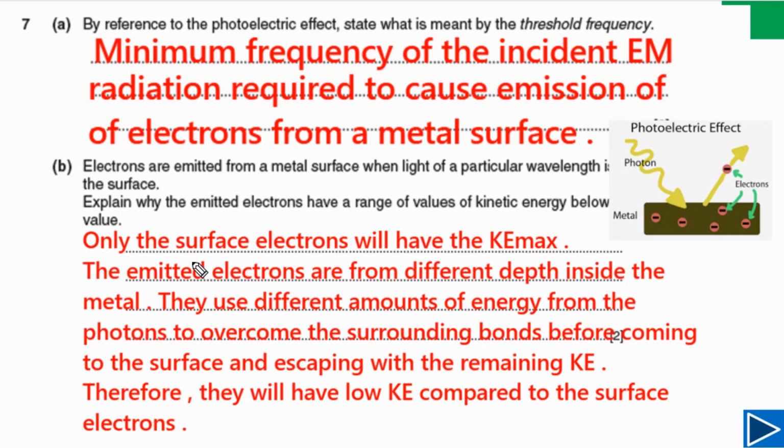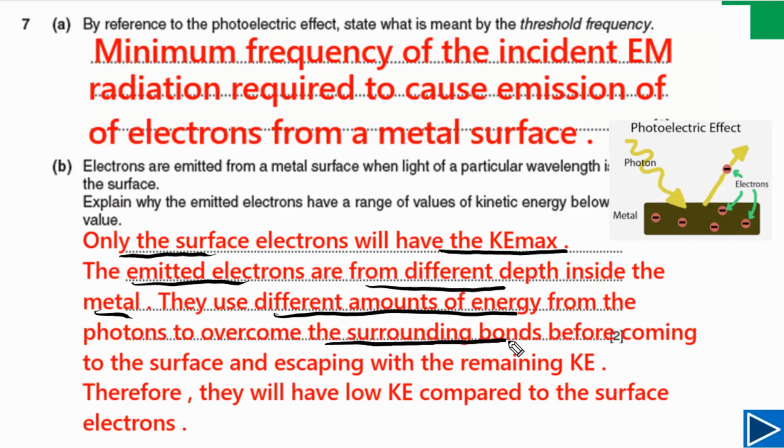Now here is our final answer. You can see only the surface electrons will have maximum kinetic energy. The emitted electrons from different depths inside the metal have different amounts of energy because they have to overcome the surrounding bonds, or simply we can say they have to overcome the attractive forces, or they need to do work against attractive forces to reach the surface and escape with the remaining kinetic energy.